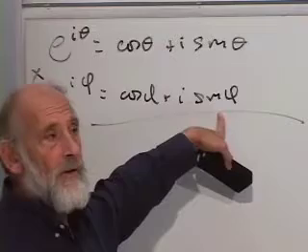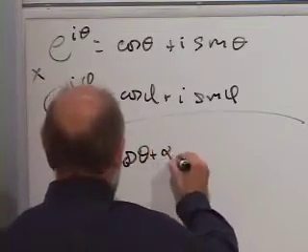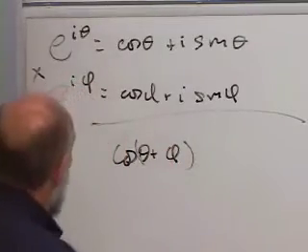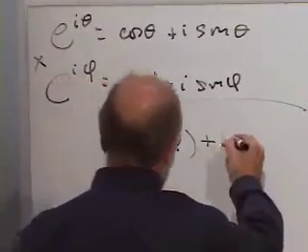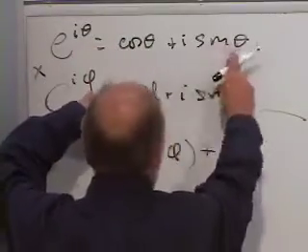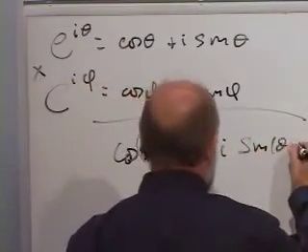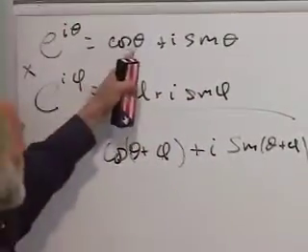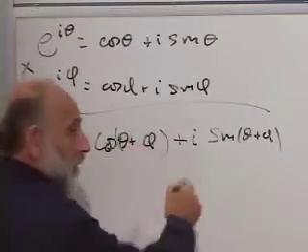Anybody know what that is? Cosine theta plus phi. Right. Cosine of theta plus phi. That's a high school trigonometry formula. The cosine of the sum of two angles: cosine cosine minus sine times sine. And then plus the imaginary part, and the imaginary part is cosine theta sine phi plus cosine phi times sine theta, and that's just sine of theta plus phi. And by definition, if e to the i theta is cosine plus i sine, then this is just e to the i (theta plus phi).